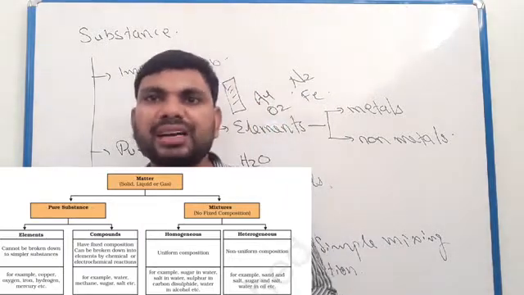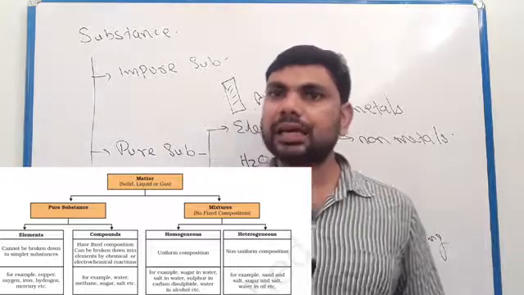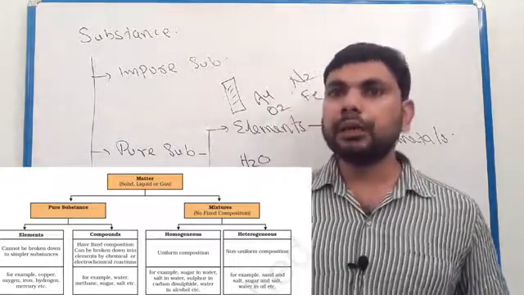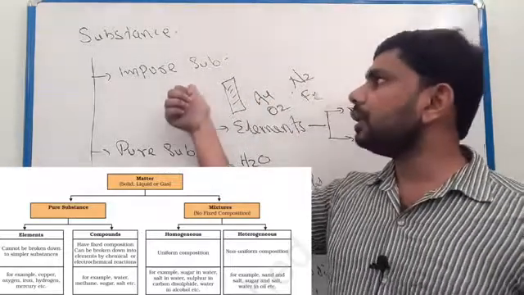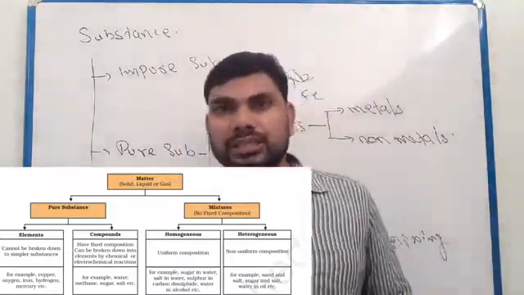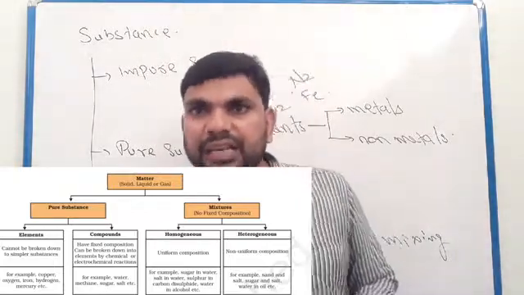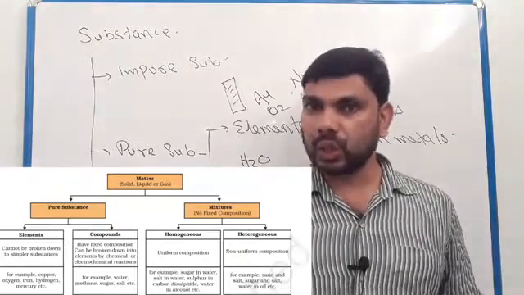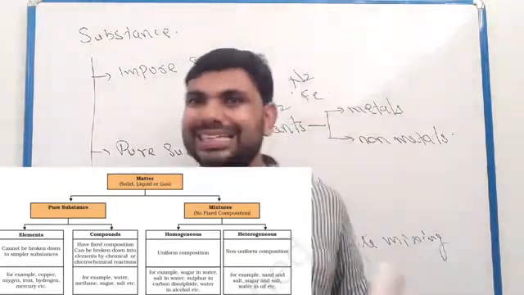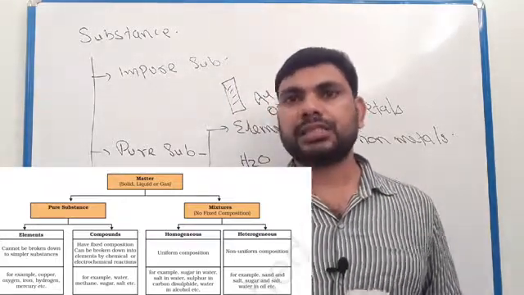We can classify substance. There are two different types of substance, pure substance and impure substance. Impure substance we already discussed. Impure substances are mixtures. There are three different types of impure substance: solution, suspension and colloid. We discussed more details about this.